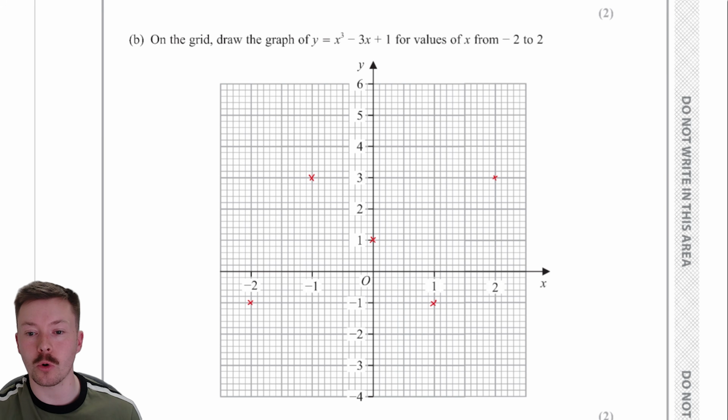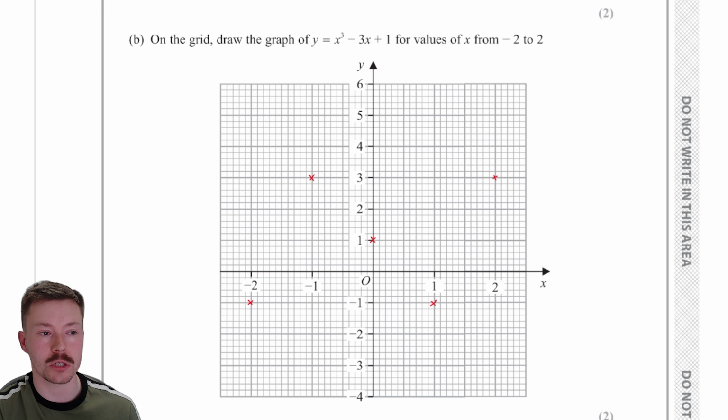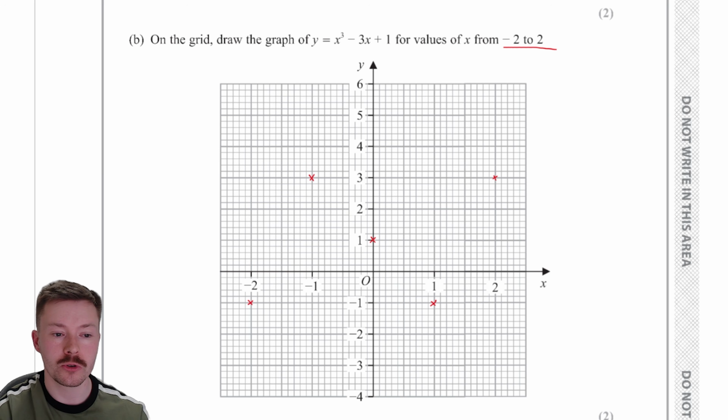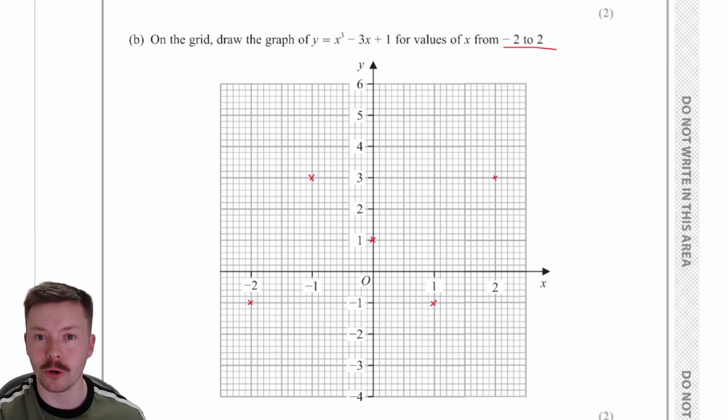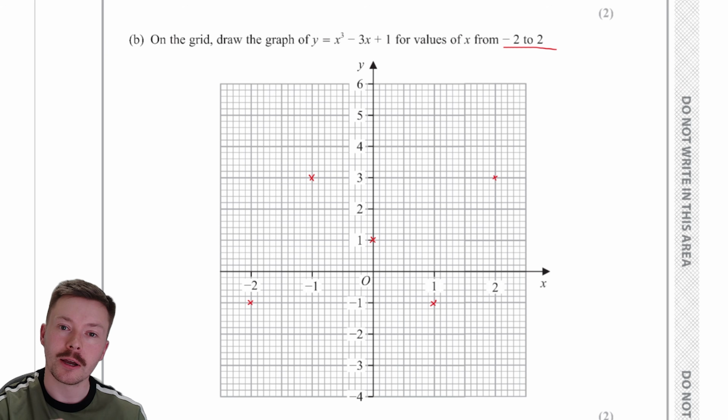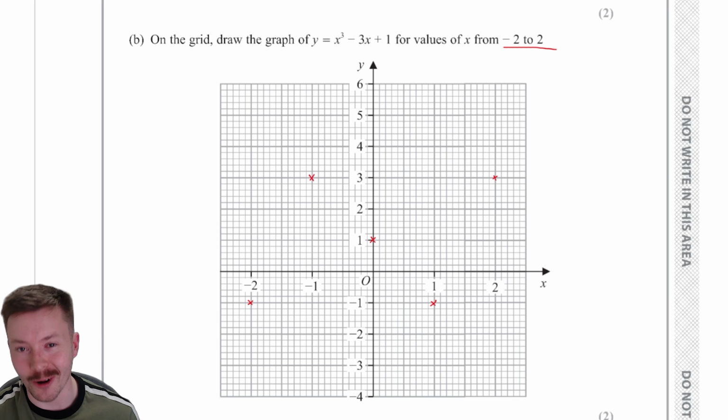Now for a cubic or a quadratic, you need to do a smooth freehand curve, and we only need to draw it from minus 2 to 2. So we don't need to extrapolate this, we don't need to go further than the points that we've got.